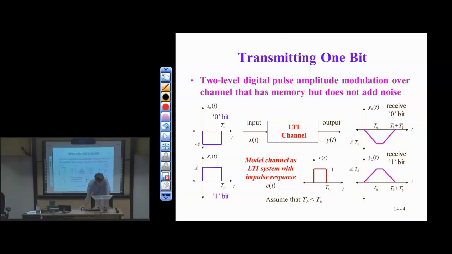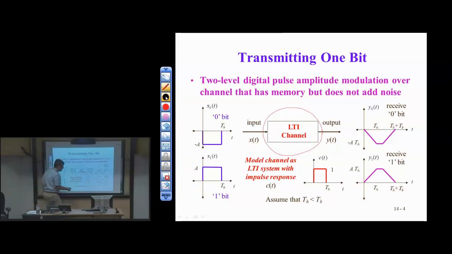All right, now let's do 2PAM, but this time the channel model has memory and no noise. So we have two-level digital pulse amplitude modulation over a channel that has memory. That memory is represented by an FIR filter, so it's a linear time invariant system for my communication channel. And we've talked about why this model makes sense in lecture 12.